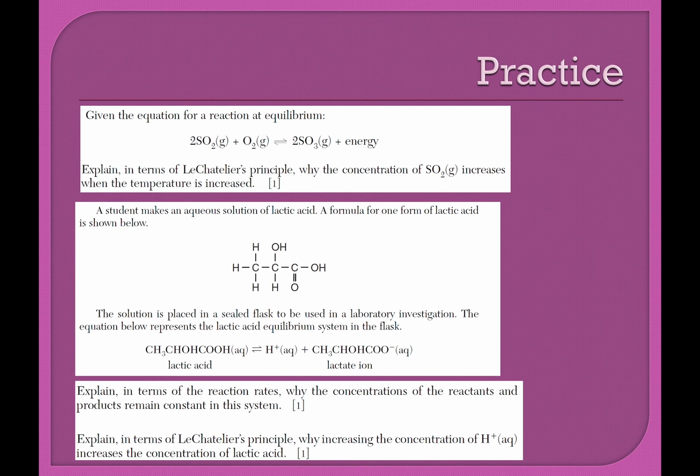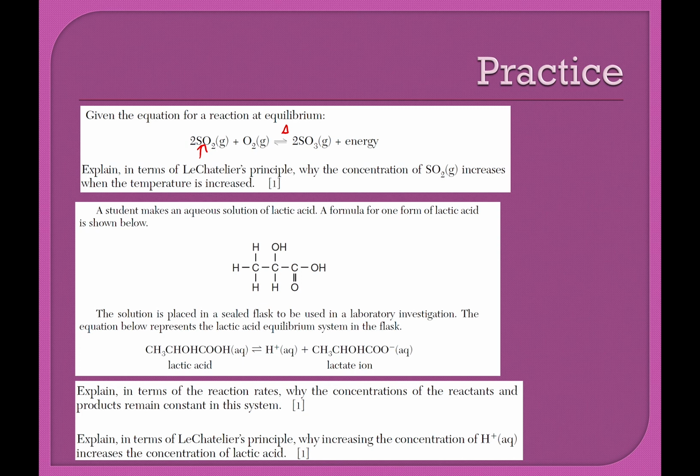So given the equation for a reaction at equilibrium, explain in terms of Le Chatelier's principle why the concentration of SO2 increases when the temperature is increased. When we increase the temperature, we look at the energy value, the heat value, and we treat this just like it was a product. Now we're looking for why this is going to increase. Why is SO2 going to increase?